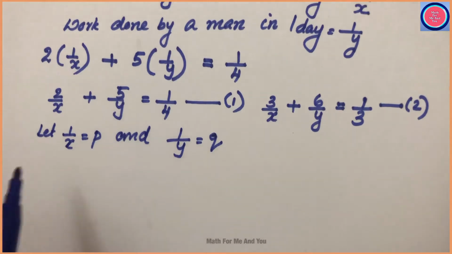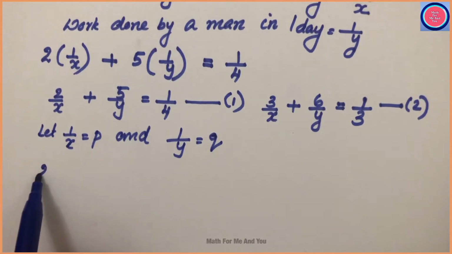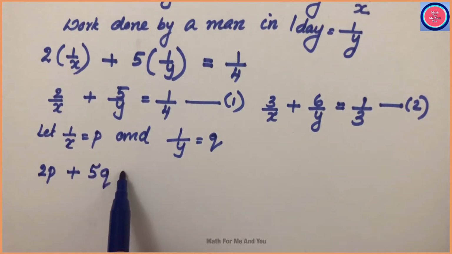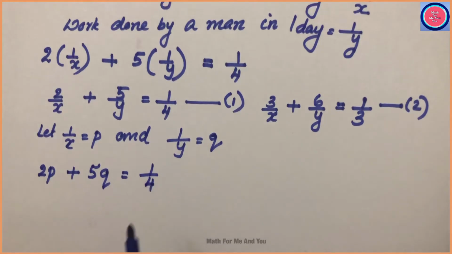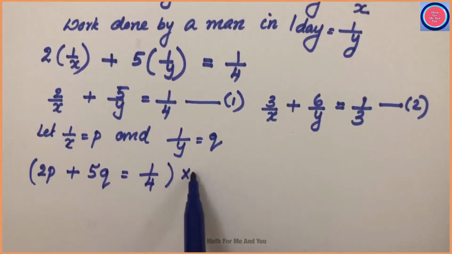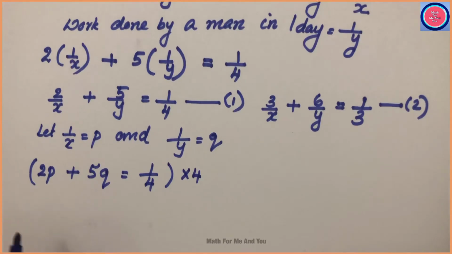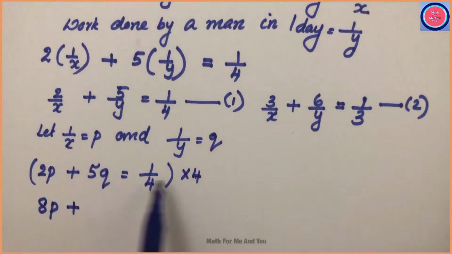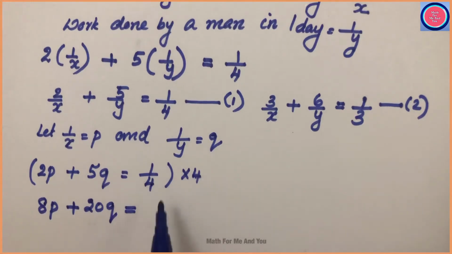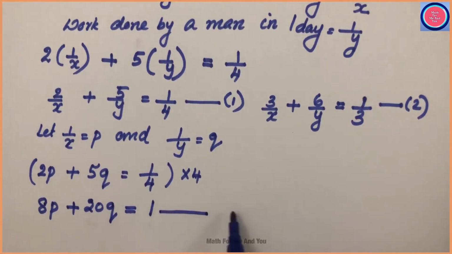So the first equation changes. See here, it is 2 times 1 over x, so it is 2p, plus 5 times 1 over y becomes 5q, is equal to 1 over 4. Just arrange a little bit. Here you can see the right side denominator 4. Throughout we are going to multiply with 4 to cancel the right side denominator. Okay, we start multiplying: 4 times 2p, it's 8p, plus 4 times 5q, 20q, is equal to 4 times 1 over 4. 4 and 4 cancel, we get 1. And this is a new equation. Let it be equation number 3.